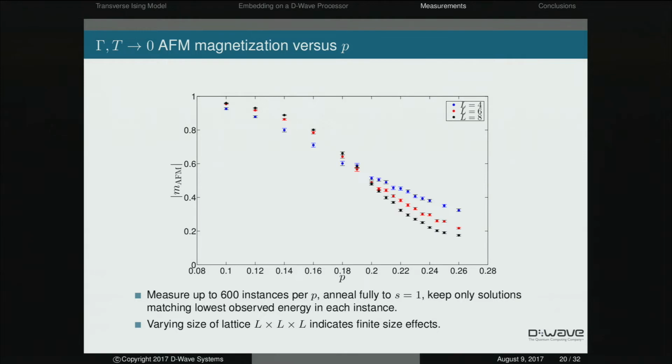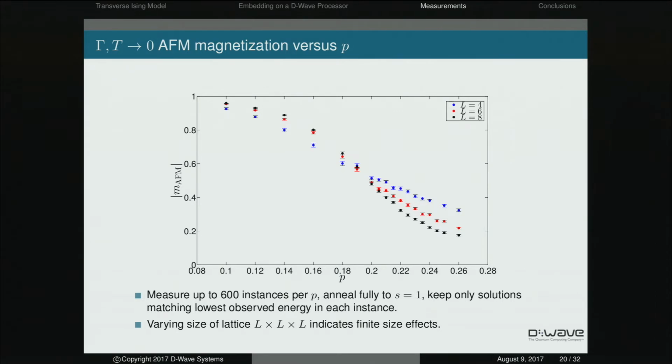For each of these points here, it represents up to 600 instances at a particular value of p. So I choose a value of p, and then I randomly choose a set of bonds to make ferromagnetic, with J equals -1, and I produce like 600 of those, run them all, and calculate the mean magnetization off of those.